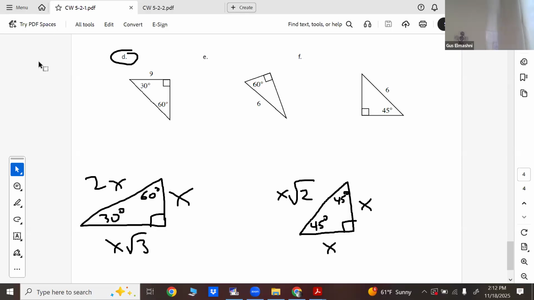I do need to check with Mr. Davis and see what he's done in years past. I don't know if he's asking them to memorize this. Personally, I think we should give this to you guys. But you have to know how to use it. That's what I care about. How do you use this resource? It's like 60 degrees and 30 degrees, then the 60 was x root 3.